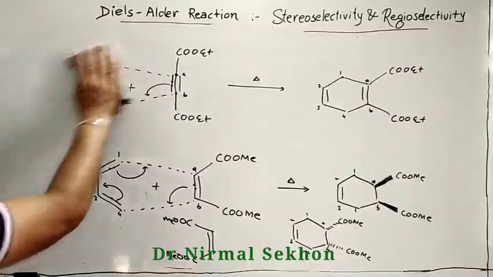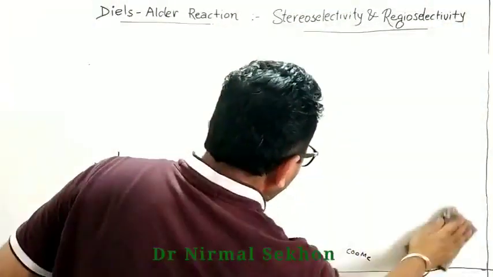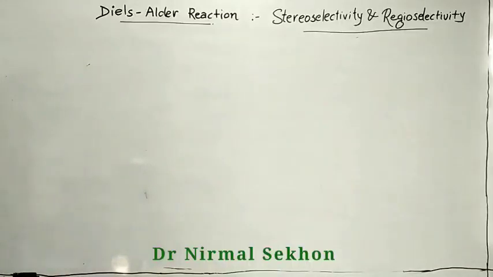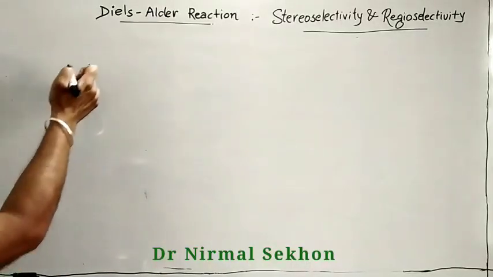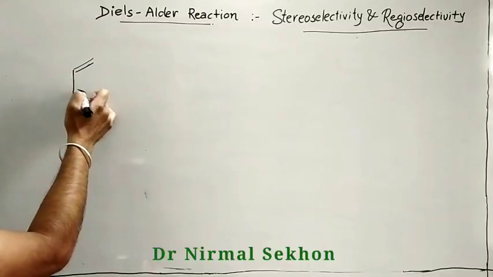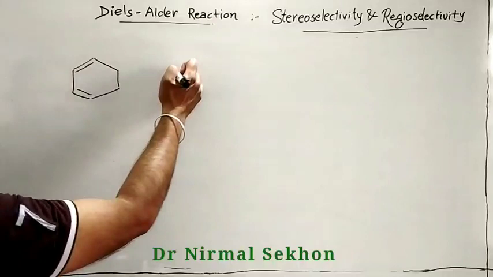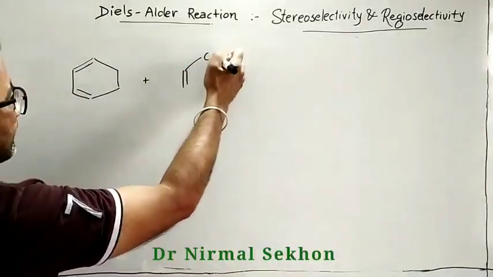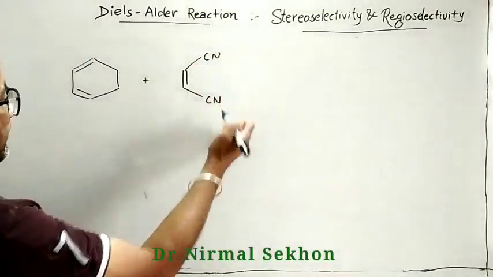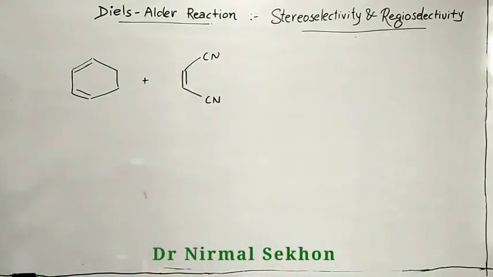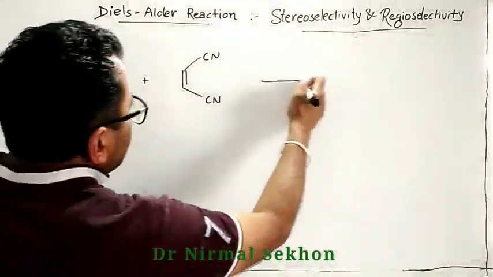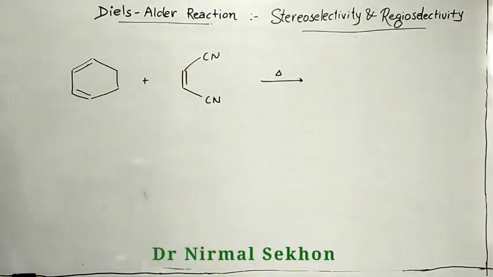Okay, move to the next problem. Next we have again a locked diene, but this one is quite isolated, not involved in any resonance. And when we add this dienophile, which is very reactive because we have two cyano groups which are electron withdrawing, we heat it. What product is formed here?